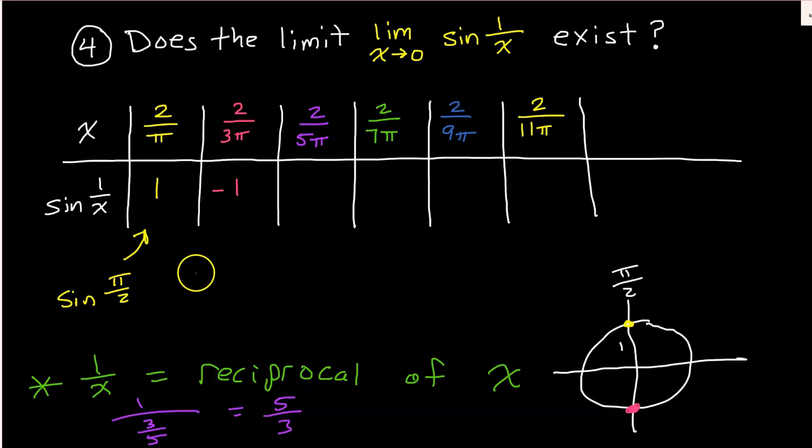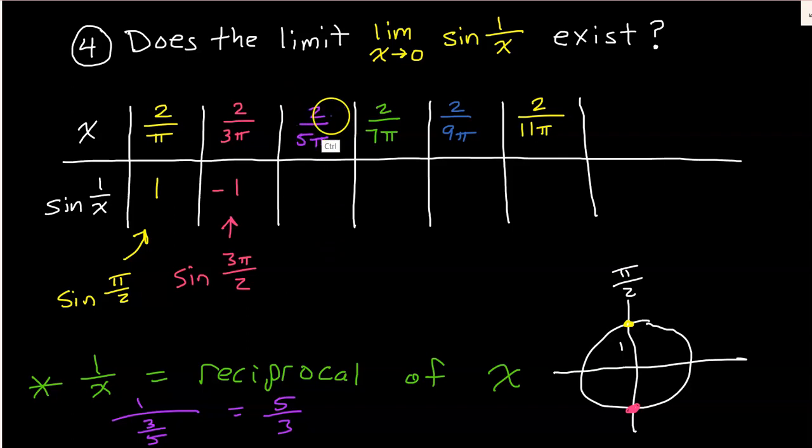And again, I'm just doing the reciprocal. I'm not going to write this down every time, but just understand that because we're doing 1 over x, the reciprocal of 2 over 3 pi is the same thing as 3 pi over 2. And the sine of 3 pi over 2 is -1.